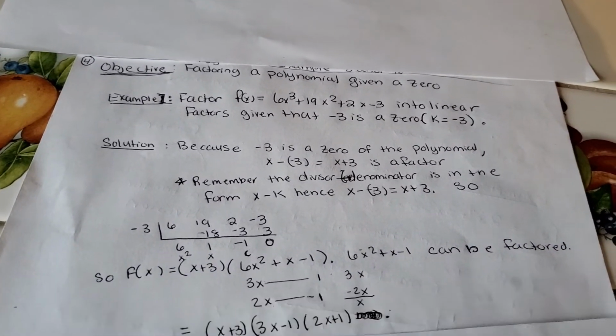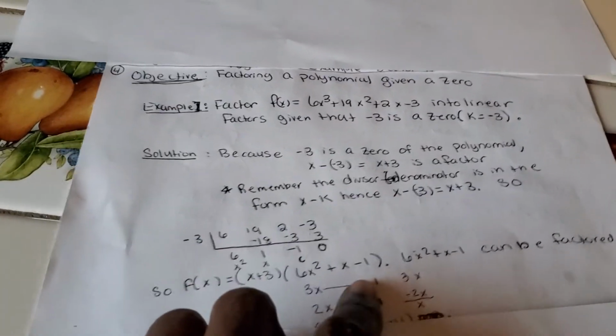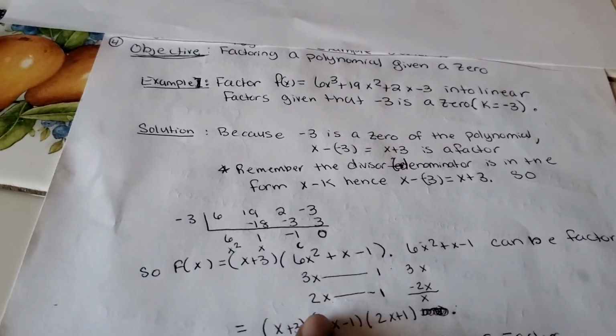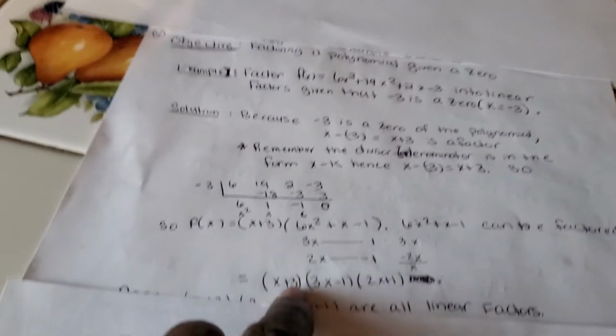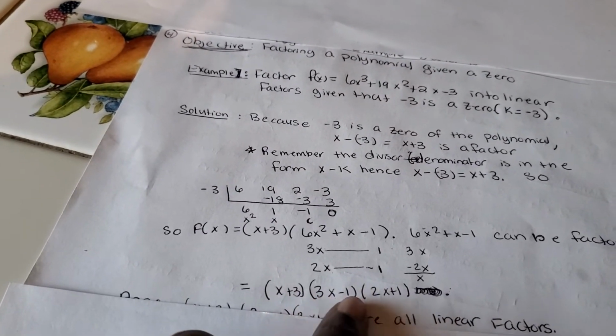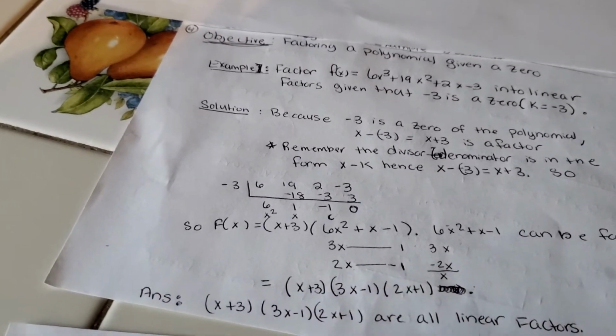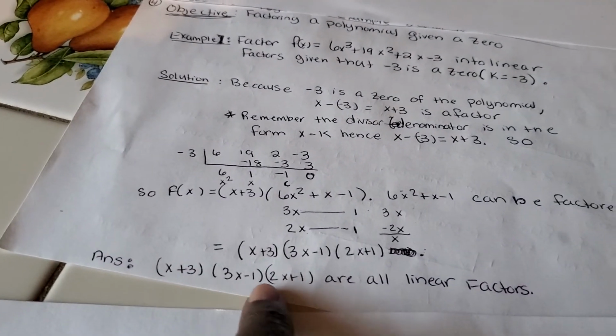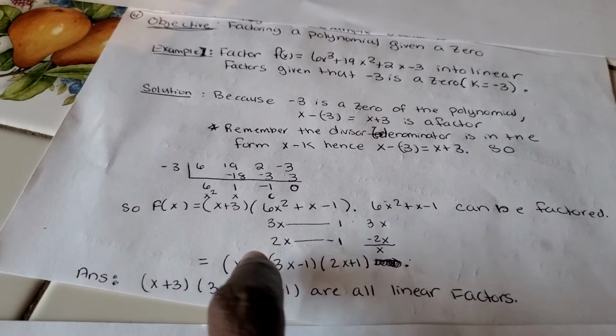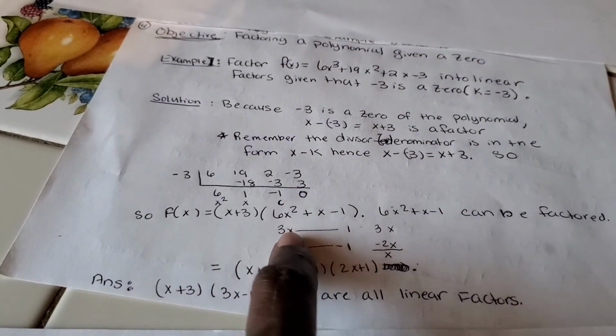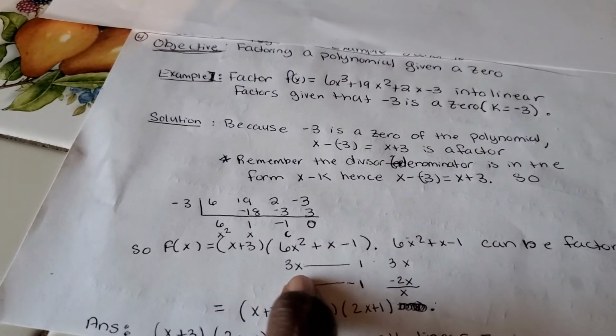So how are we going to factor this? We could factor it in this way, and this is what we get. Once we have factored it, we have x plus 3 times 3x minus 1 times 2x plus 1. So we know that these are all the linear factors of the polynomial in this example.